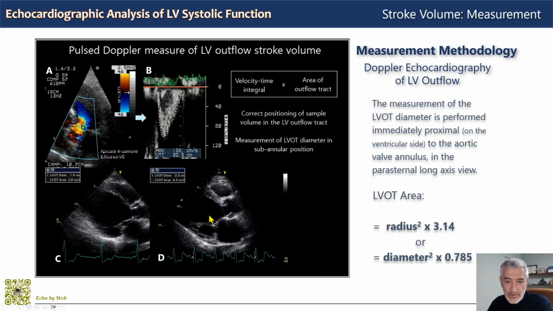In transthoracic echocardiography, we assume that the annulus is circular, which is a fair assumption for the purpose of measuring stroke volume. And therefore, we measure only one diameter, like here, in the parasternal long axis view. So we measure the anteroposterior diameter. The area of the outflow tract is then obtained by squaring the radius and multiplying by Greek pi, 3.14, or directly, which is faster, squaring the diameter that we measure and multiplying by 0.785.